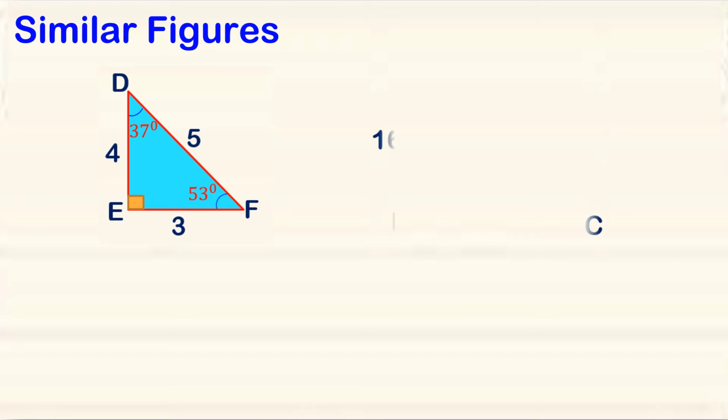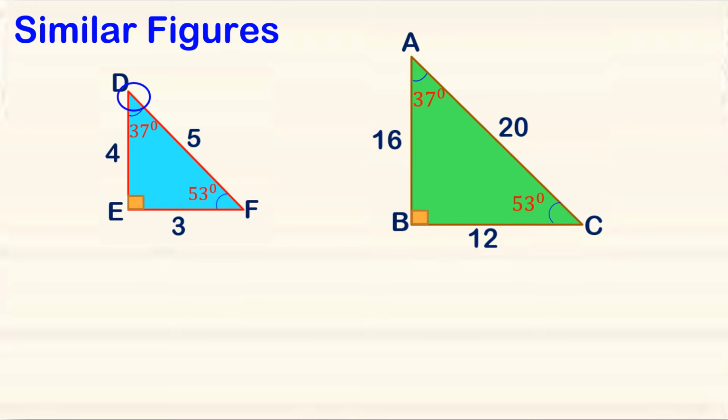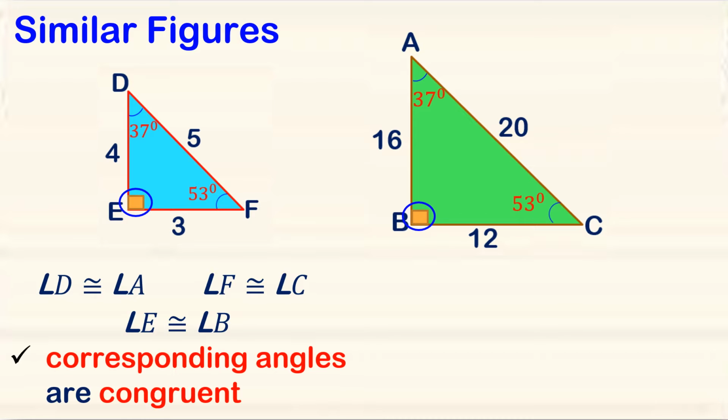So let us take a look at these two similar figures. We have triangle DEF and triangle ABC. Angle D corresponds to angle A. Since they measure 37 degrees, they are congruent. Angle F corresponds to angle C. Since they measure 53 degrees, they are congruent. And we have angle E, which is a right angle, and angle B, which is a right angle, so they are congruent. So check, their corresponding angles are congruent.